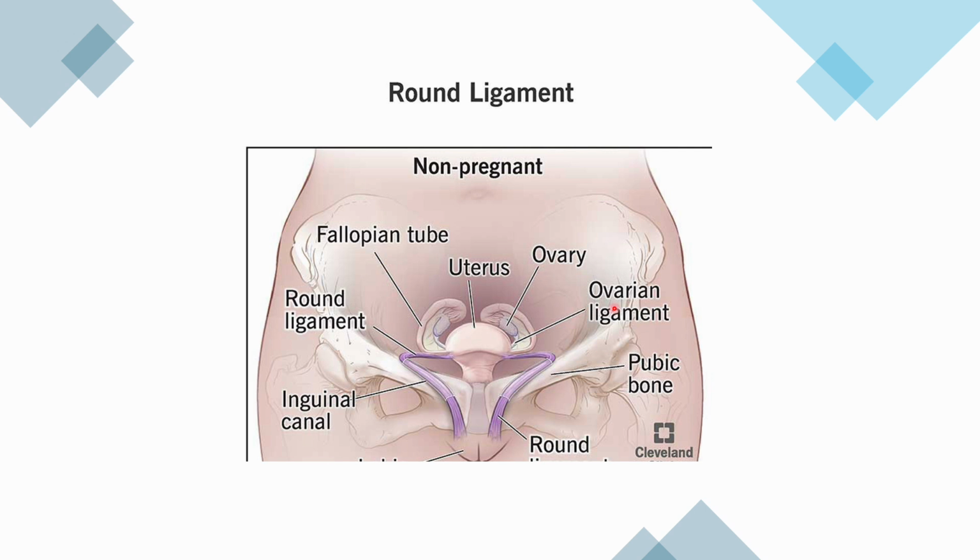So I wanted to include this image because I feel like it shows a little better where this round ligament of the uterus is going. So it's going up and then laterally, and then it goes into a deep and superficial ring, and then it's going to actually terminate near the mons pubis and near the anterior labia majora.